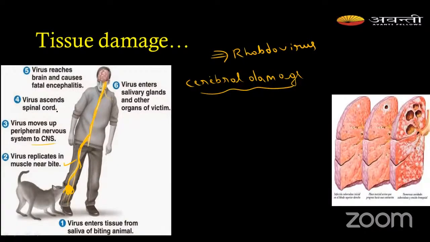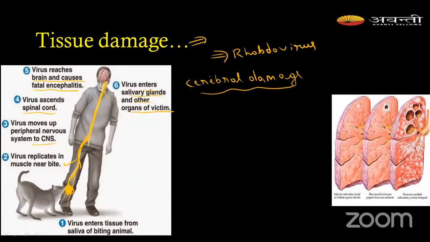Here the virus ascends the spinal cord, then it reaches the brain and causes fatal encephalitis. Then the virus enters the salivary gland and the other organs of the victim. So at the last stage, what will happen? It will replicate in the salivary gland and reach the salivary gland of the person. So students, famously we will call rabies hydrophobia also.